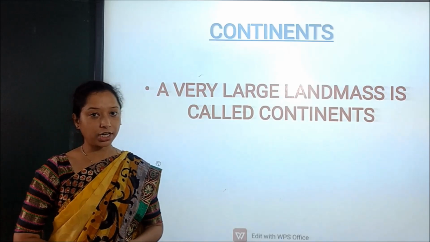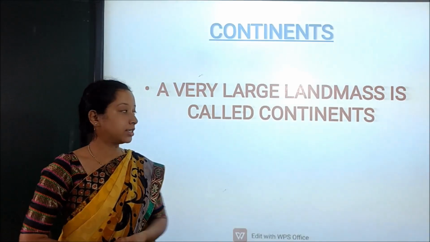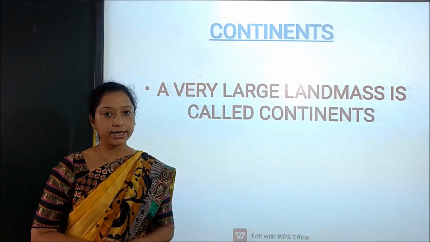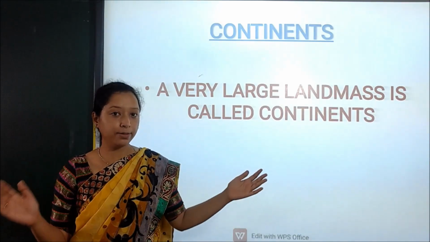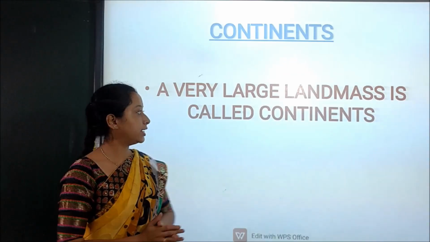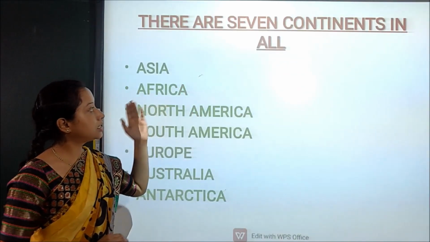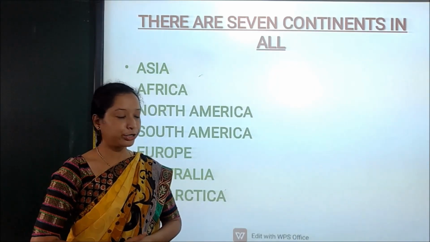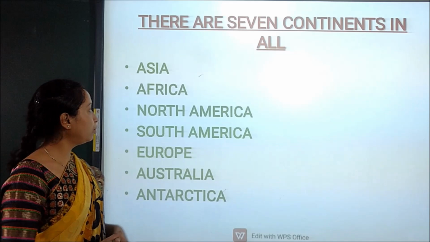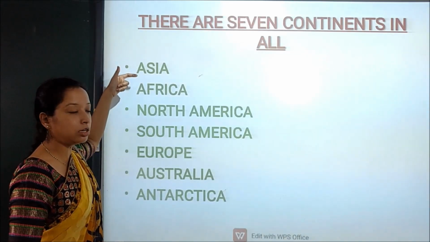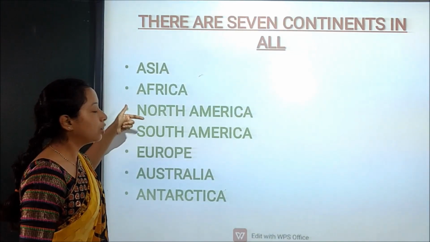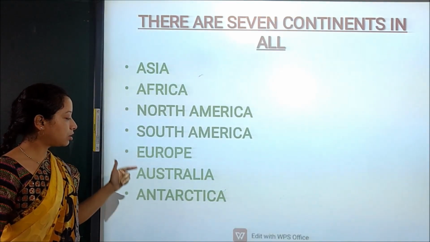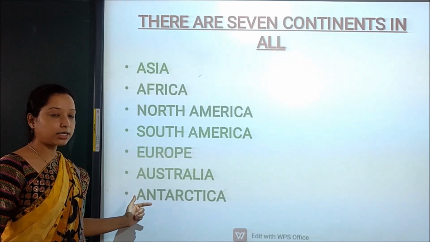Now first we will study about continents. What are continents? A very large land mass is called a continent. A land which is very big is called a continent. There are 7 continents in all. In the whole world we have 7 continents. Now let's read them out. The first one is Asia, then Africa, North America, South America, Europe, Australia and Antarctica.